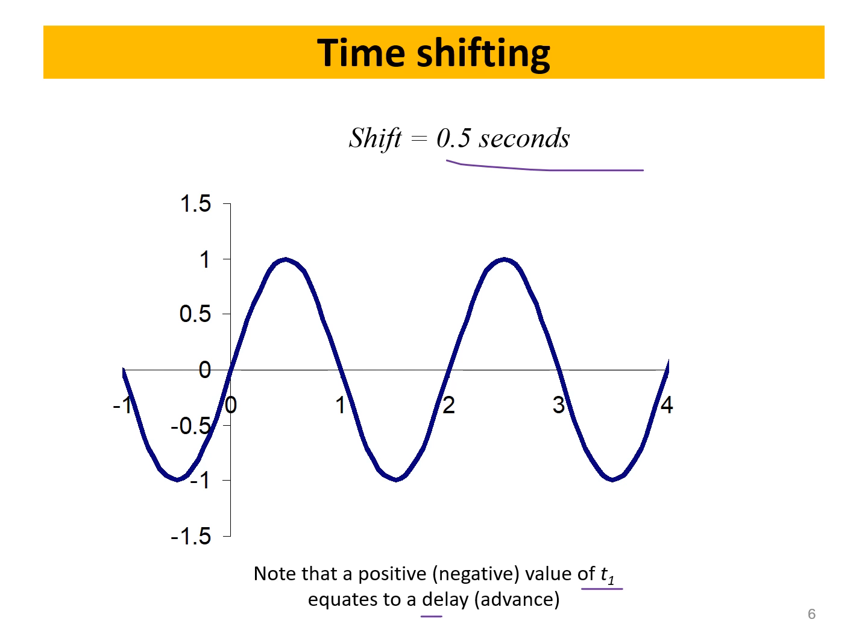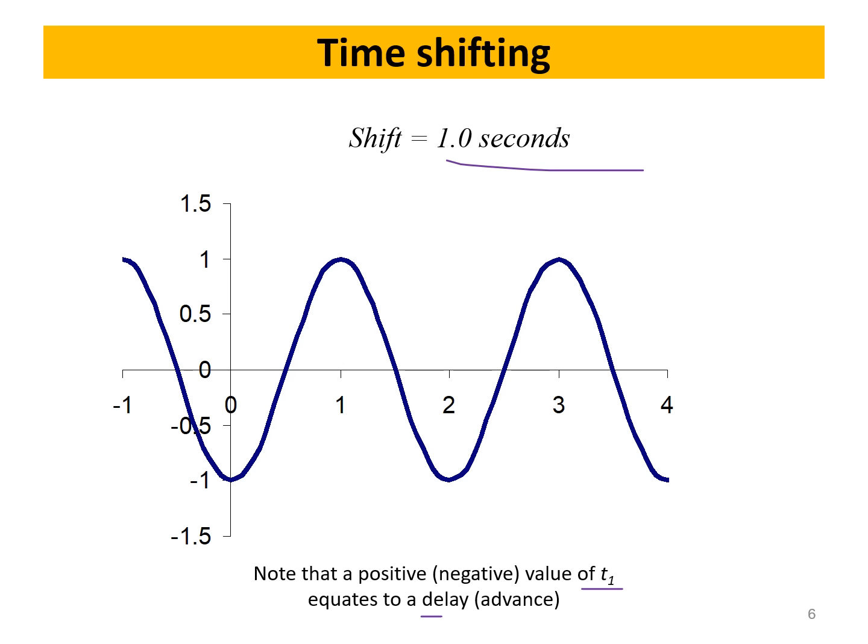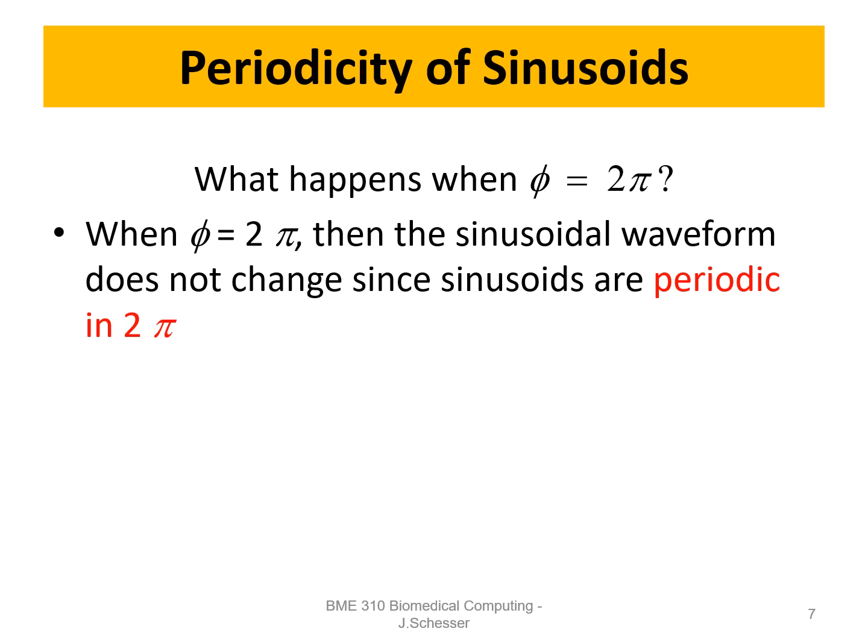We're good? Now, the positive value of phi was an advance. When we did pi over 2, it was happening earlier than time equals 0. And that's 0.75, and that's 1 second. When you have 2 pi, the sinusoidal waveform does not change because the period is 2 pi. In our example, we added pi over 2, correct, in the one that you did in MATLAB. If you add 2 pi, it's going to be the same signal. Nothing will change.